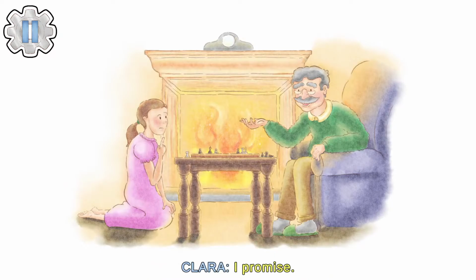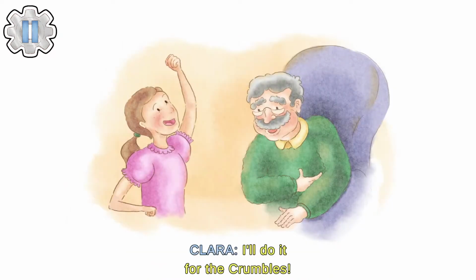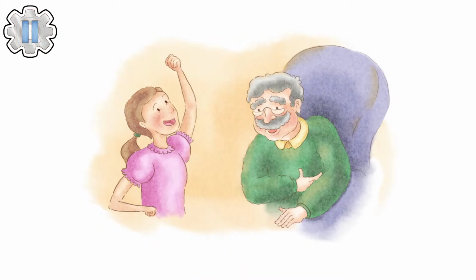I promise. I'll do it for the Crumbles. Clara raises a fist into the air, while the other rests on her hip. Her grandfather watches as he holds his chest in laughter. That's my girl.